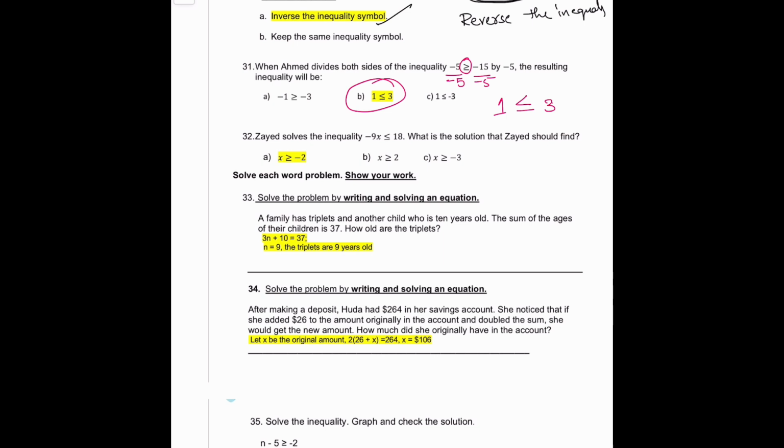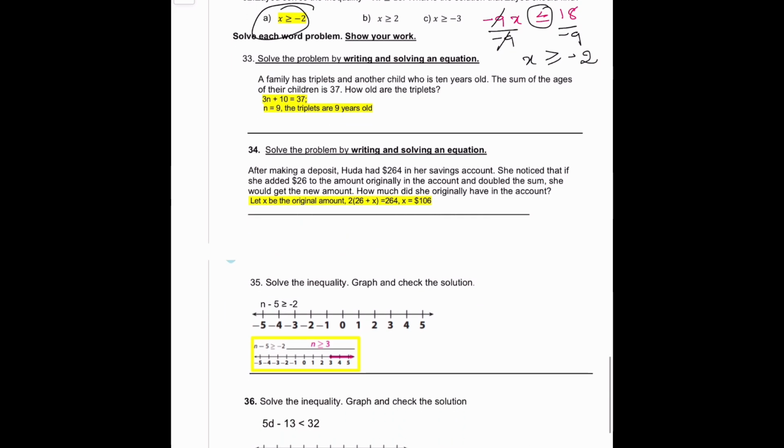Zayed solves the inequality negative 9x is less than 18. What is the solution that Zayed should find? See, -9, I should divide by -9 on both sides. So I should reverse the inequality. Again, this is a very important rule throughout the exam. So keep in mind, because I'm dividing by a negative number, I should make sure that I reverse the inequality sign, and this will be -2. So the answer is x greater than or equal to -2.